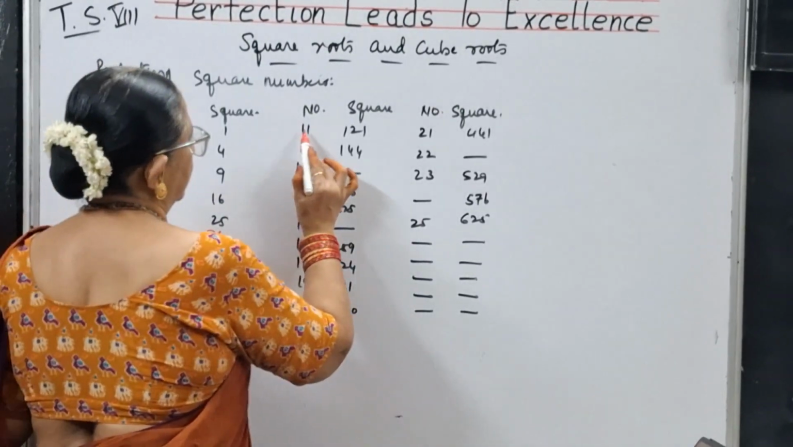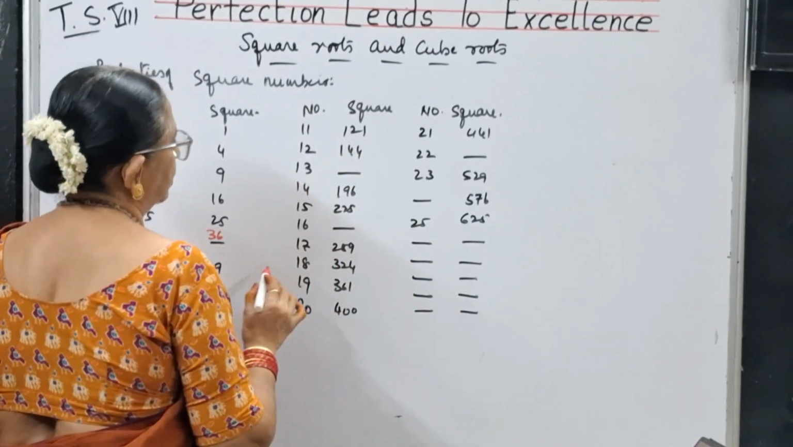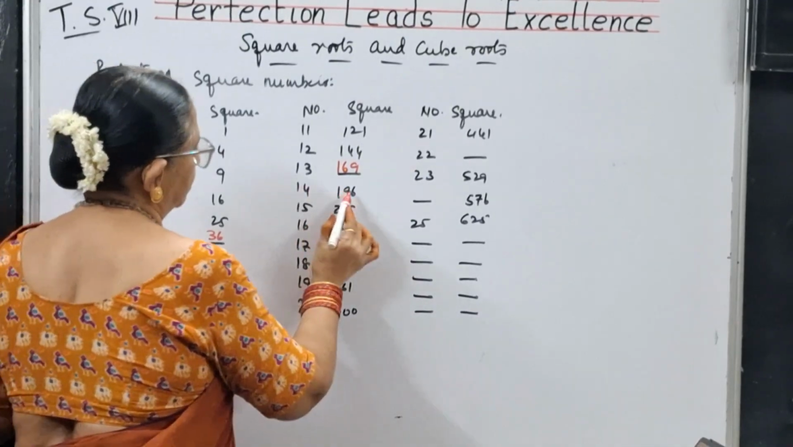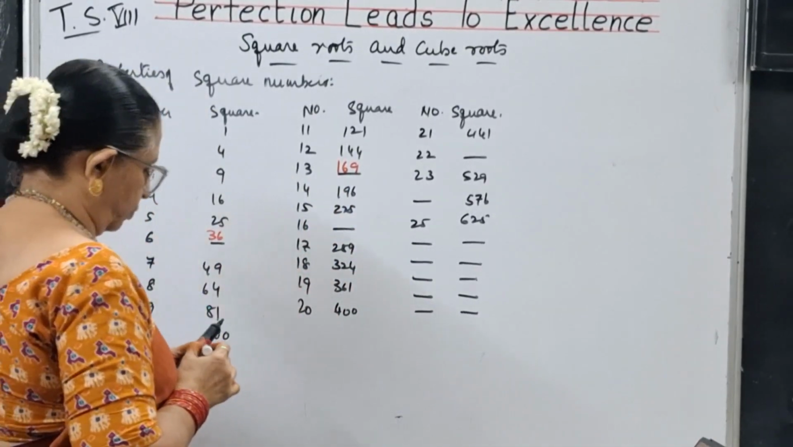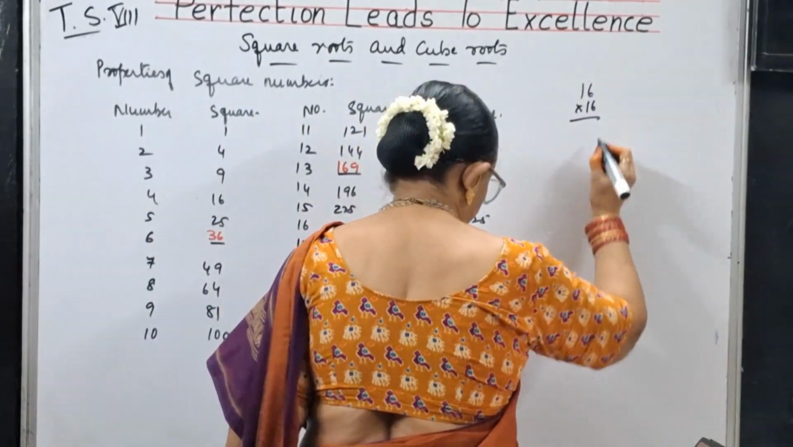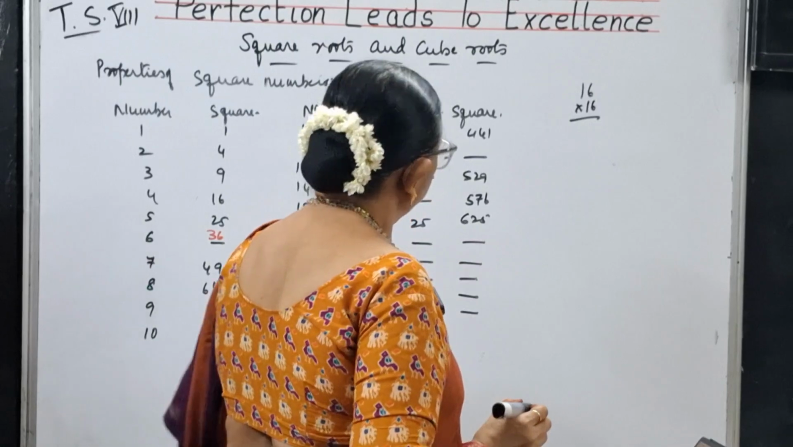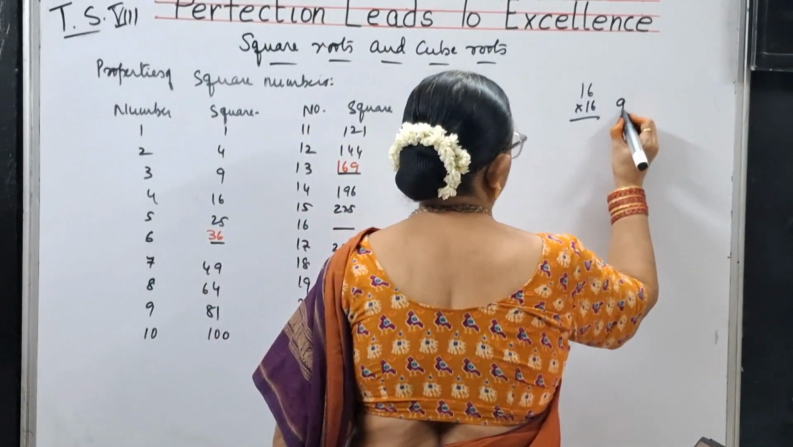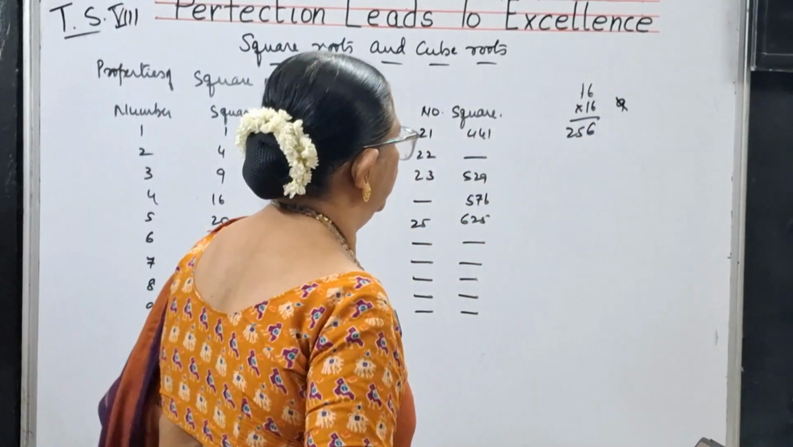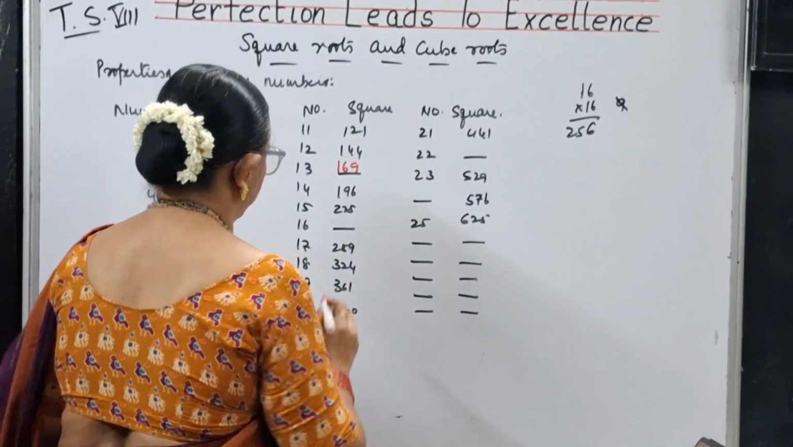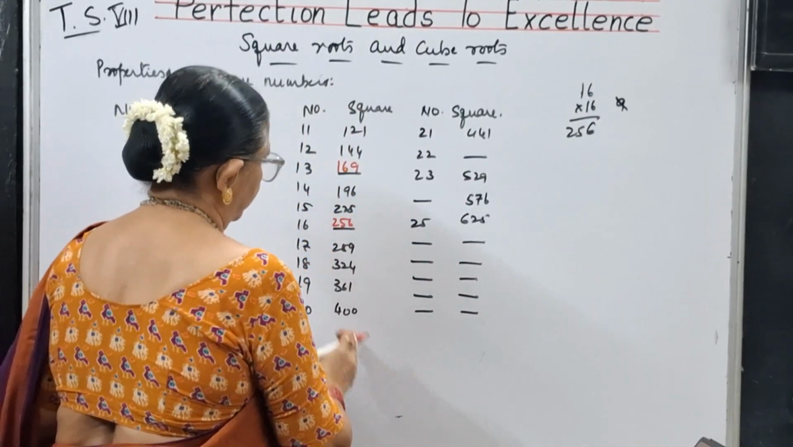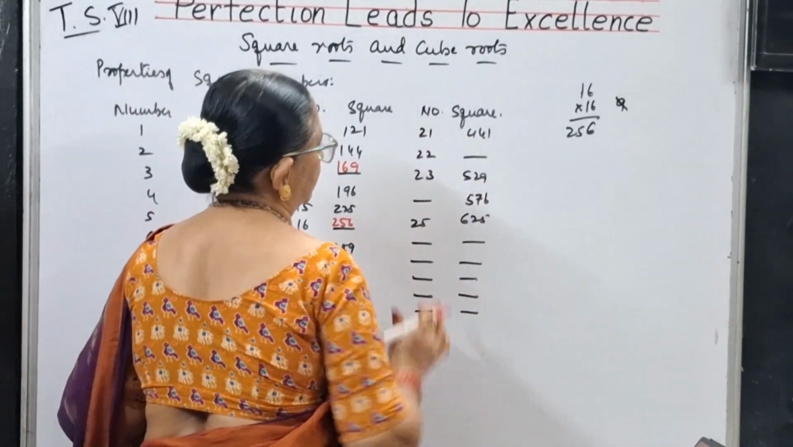Now here 11 11s are 121, 12 12s are 144, 13 13s are 169, 14 14s are 196, 15 15s are 225. So 16 16s are 16 into 16. 16 6s are 96, 16 ones are 16, so it is 256, and the remaining are as it is given to you. Now 21 21s are 441.